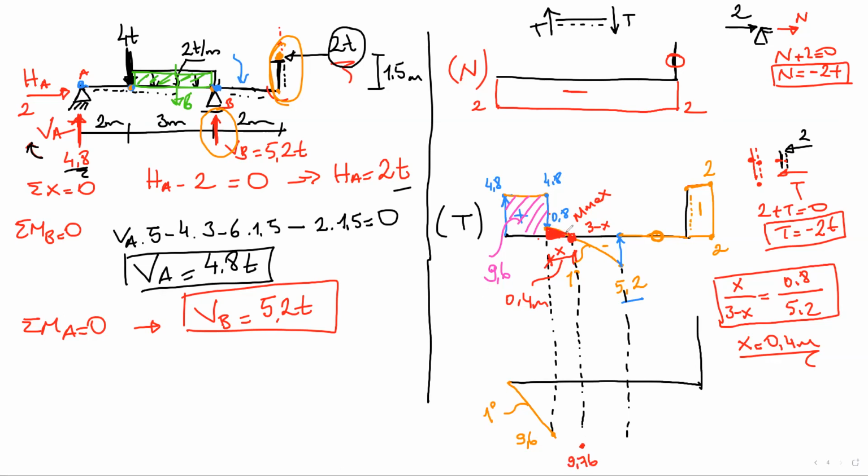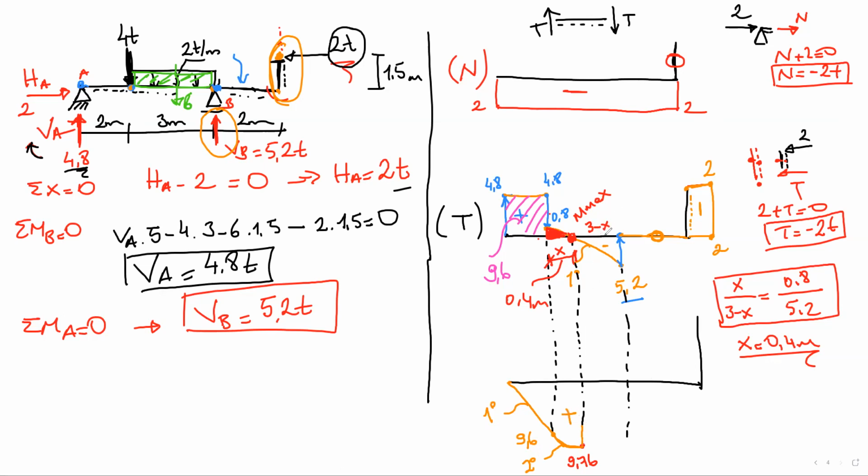So this is a linear first degree curve. That's why we are going to increase 1 degree up in the moment diagram. This portion will be a second degree curve. Here we have. Okay. By the way, this part is positive.